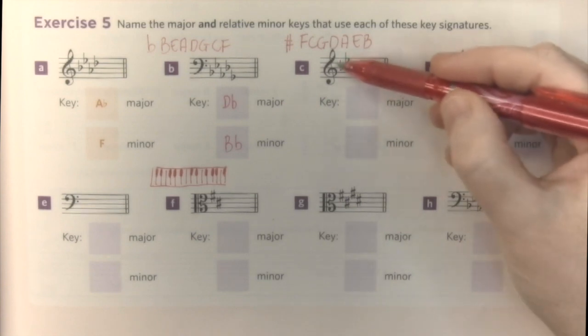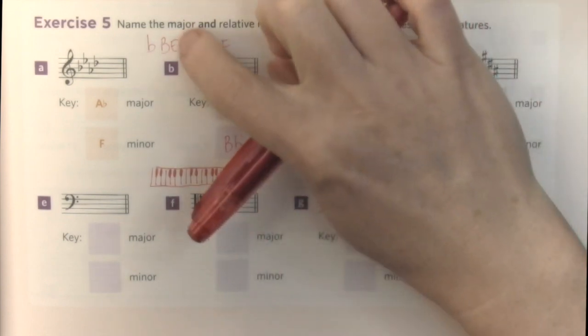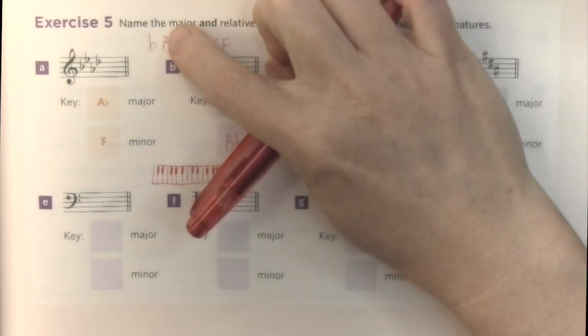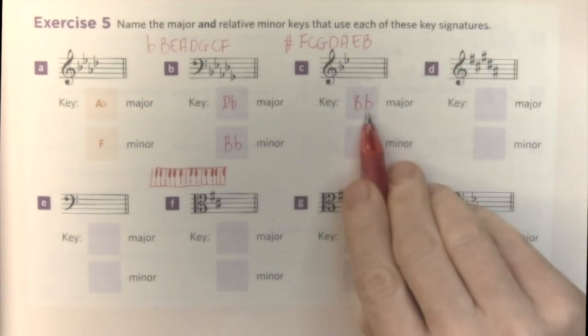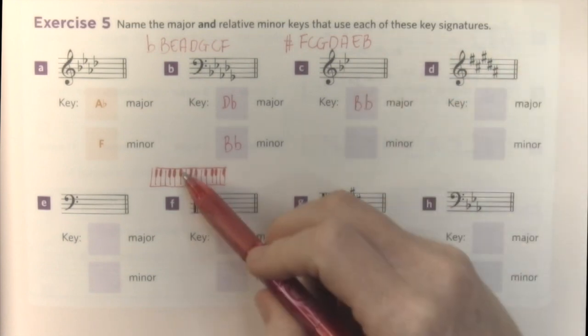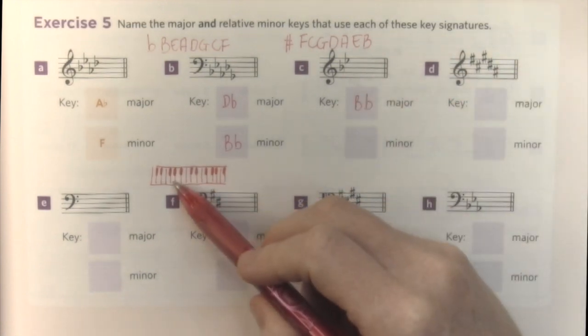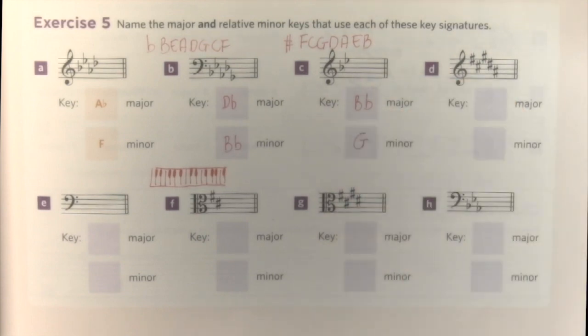With 2 flats, the key signature is this, B flat major. So 2 flats, B flat. Don't forget the flat because B major has sharps. And 3 semitones below, 1, 2, 3, G minor. If you play the scales, also use that as a help.